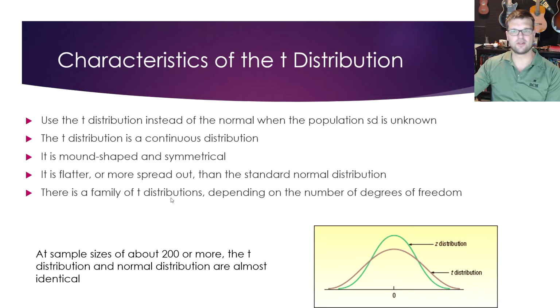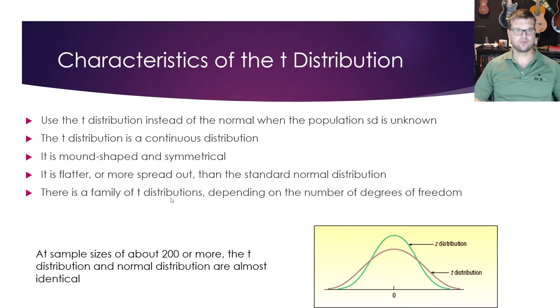And there's a family of t-distributions depending on how large the sample size is. The larger the sample size, the closer it gets to being a z-distribution. The smaller the sample size, the further away it is from being a z-distribution. But at a sample size of about 200 or more, the t-distribution is more or less identical to the normal distribution. So you can use the z at about 200 or more, and it really doesn't matter at that point. Just use the z, and it's going to make your life a lot easier.